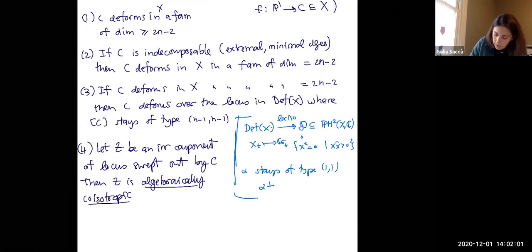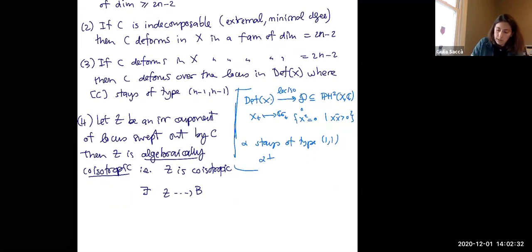So what does this mean? It means that Z is coisotropic, sorry. So the tangent space at the smooth locus is a coisotropic subspace of the tangent space of the symplectic manifold. And then there exists a rational map from Z to B, where say Z has codimension k, then the dimension of B is equal to 2n minus 2k. And so the general fiber of this map has dimension k.